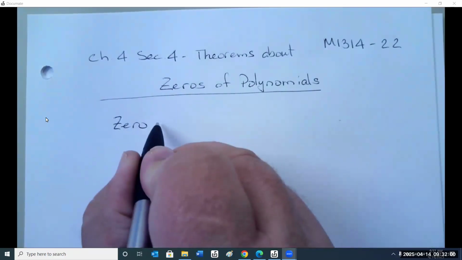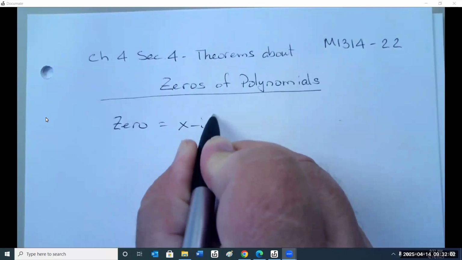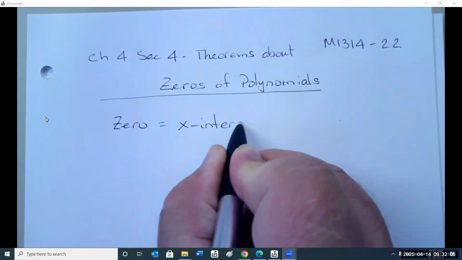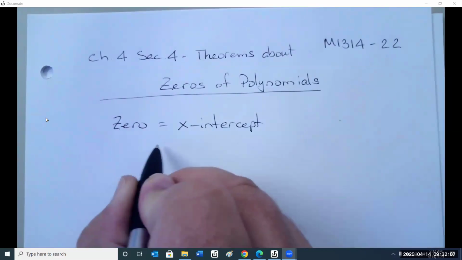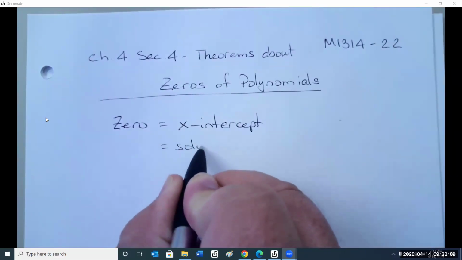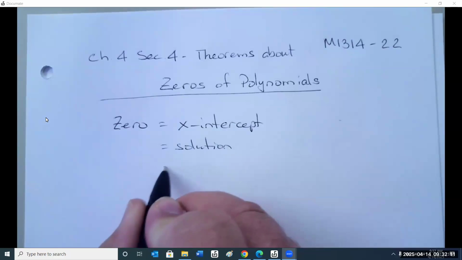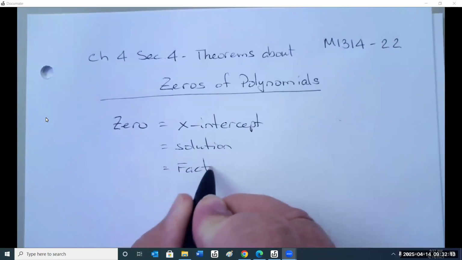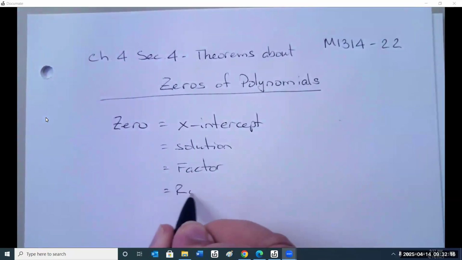When we talk about zero, we're talking about the x-intercept, or the solution, or the factor, or the root of the polynomial.